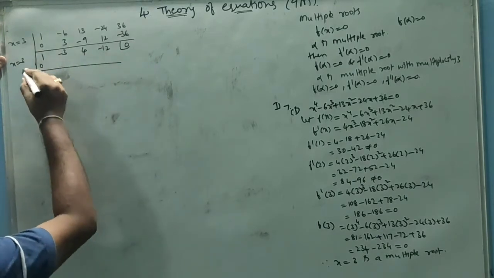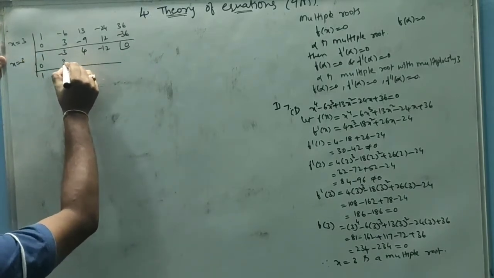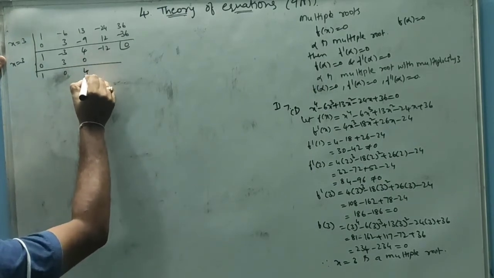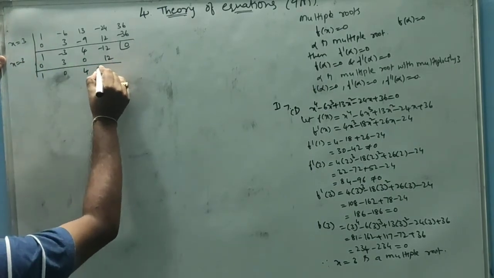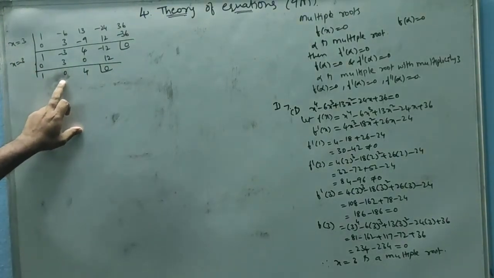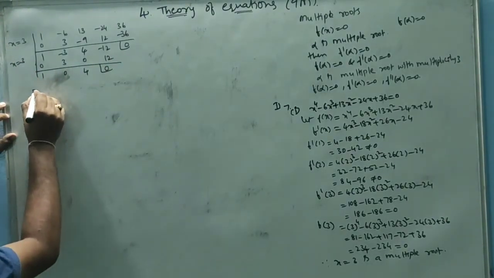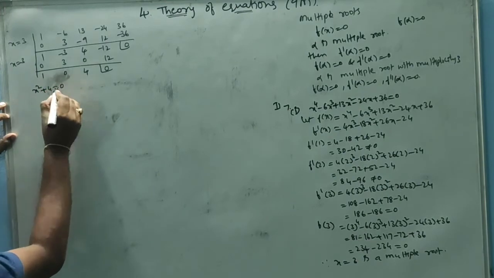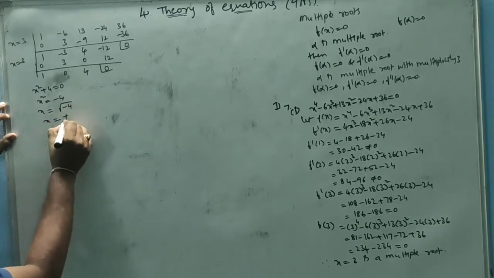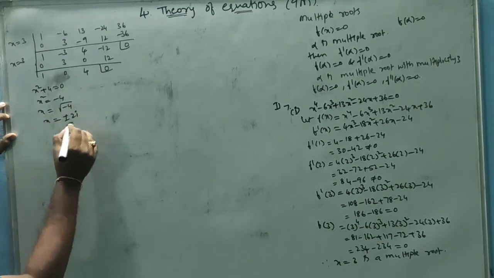1 plus 0, 1. 3 into 1, 3; minus 3 plus 3, 0. 3 into 0, 0. 4 plus 0, 4. 3 into 4, 12; minus 12 plus 12, 0. This is constant, x square plus 4 equal to 0. x square equal to minus 4. x equal to root of minus 4 equal to plus or minus 2i.